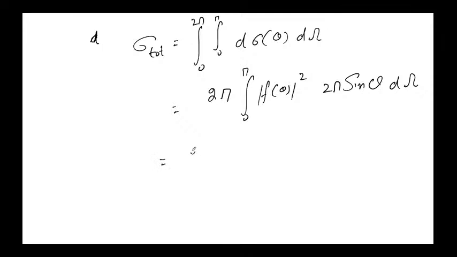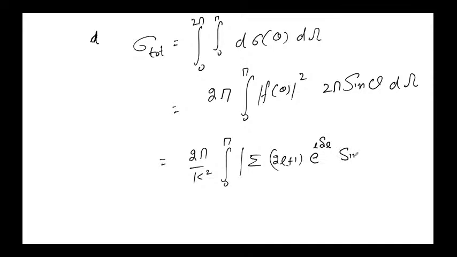So it comes out to be 2 pi over k square summation of (2l plus 1) exponential of i sigma L, psi sigma L P_L cos theta, whole square.